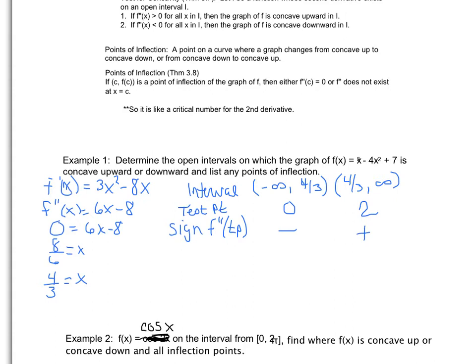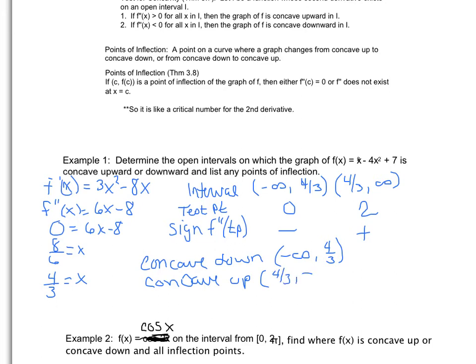So I can go ahead and say that I am concave down on the interval of negative infinity to 4 over 3. And I am concave up on the interval from 4 over 3 to infinity.